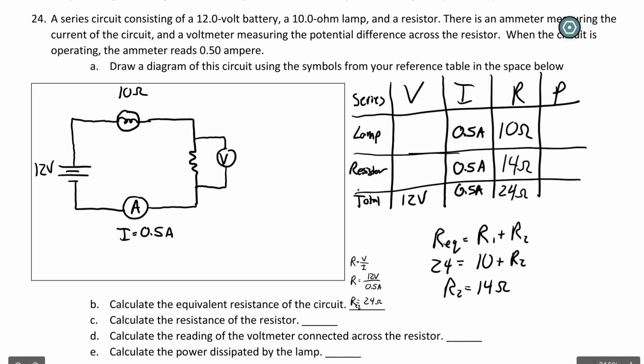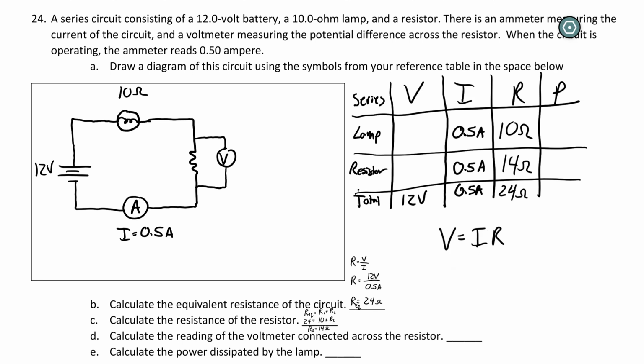Now it says calculate the reading of the voltmeter connected across the resistor. So again, we're looking at the resistor here. And now we have two pieces of information in that row. And we could use Ohm's law to calculate the voltage. Let me set that up here. So this is the voltage drop. I guess we called it 2, right? The second element. The current is the same everywhere, but the resistance is different. So V2 is equal to 0.5 amps times, we just said it was 14 ohms. So V2 is going to be equal to 7 volts. So this is 7 volts right there.